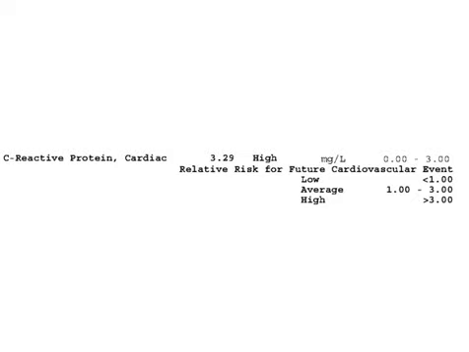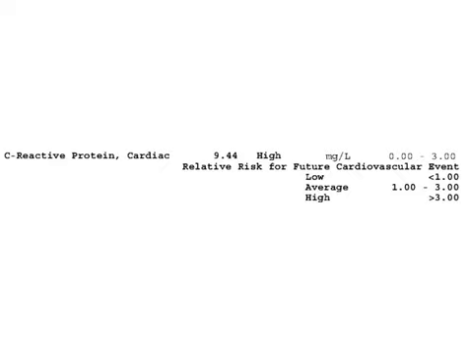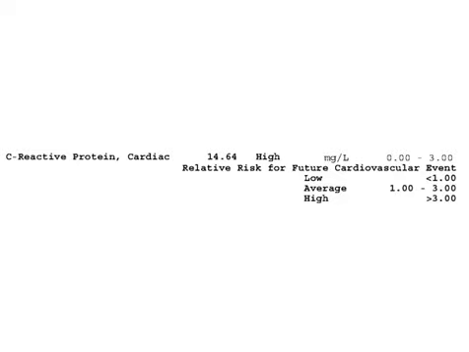Let's take a look at some reports. So here we see that C-reactive protein is slightly high at 3.29. Here it's a little bit higher, 6.10. And then CRP on this report is 9.44, which of course is even higher. And here it's quite high at 14.64. And I've seen even higher levels than this.